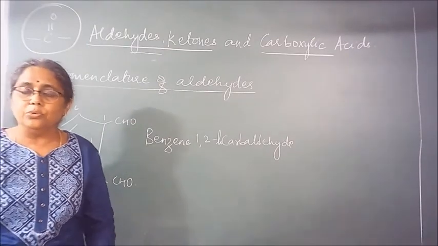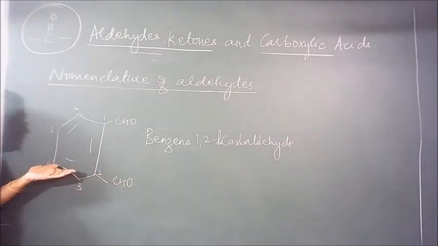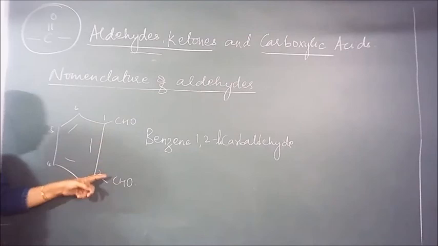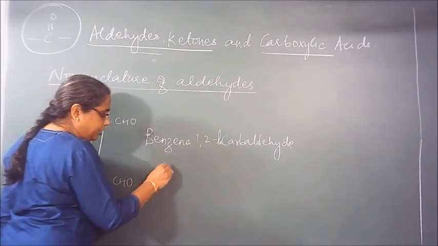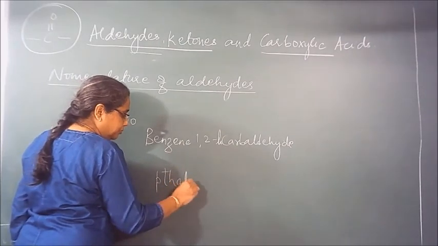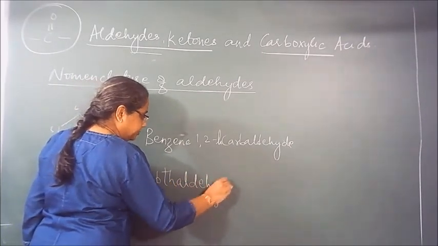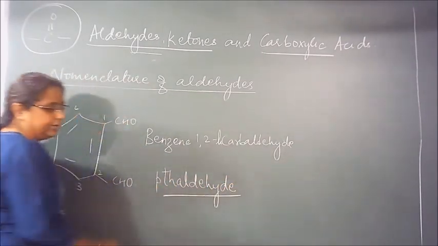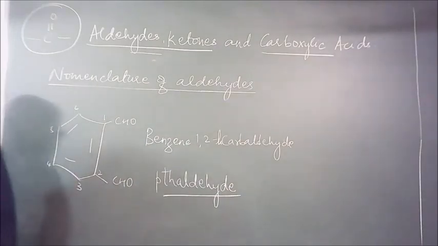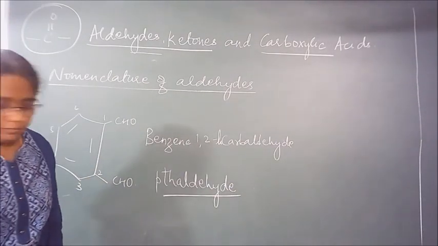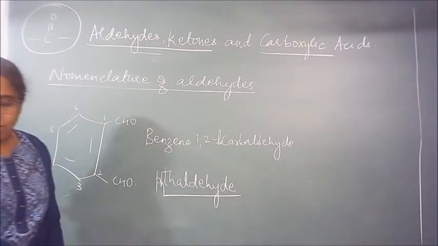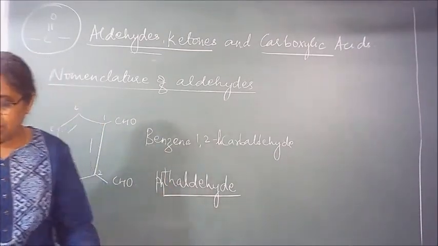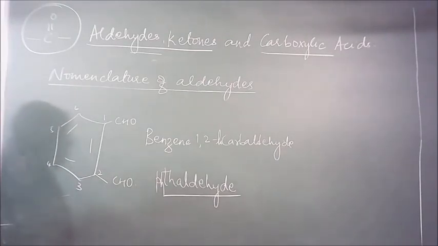So this is basically an aromatic aldehyde which is very important. Okay, it is benzene-1,2-dicarbaldehyde. I said if there was COOH, it becomes what acid? Phthalic acid. So its common name is phthaldehyde, P-H-T-H, phthaldehyde. Okay.